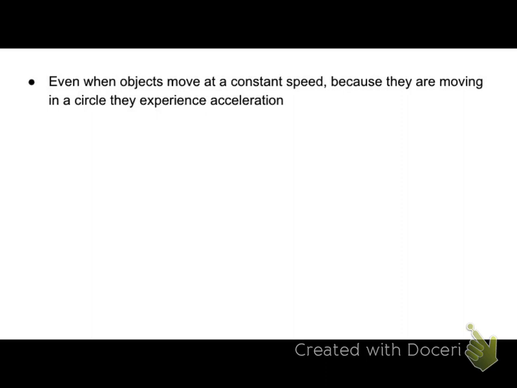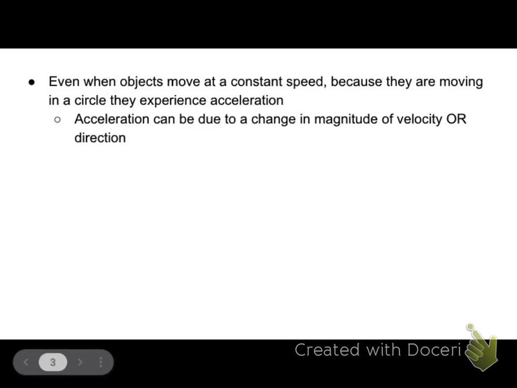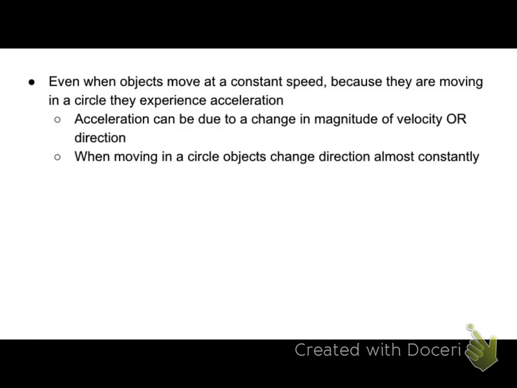Even when an object is moving at a constant tangential speed in a circle, we know they are experiencing acceleration, because acceleration is a change in velocity, not a change in speed. They are still changing direction constantly when they're moving in a circle. Therefore, even when they're experiencing uniform circular motion and moving at the same tangential speed the whole time, they are experiencing acceleration.